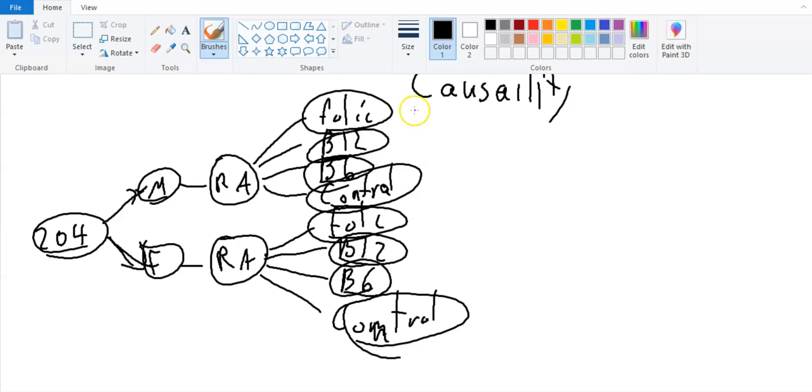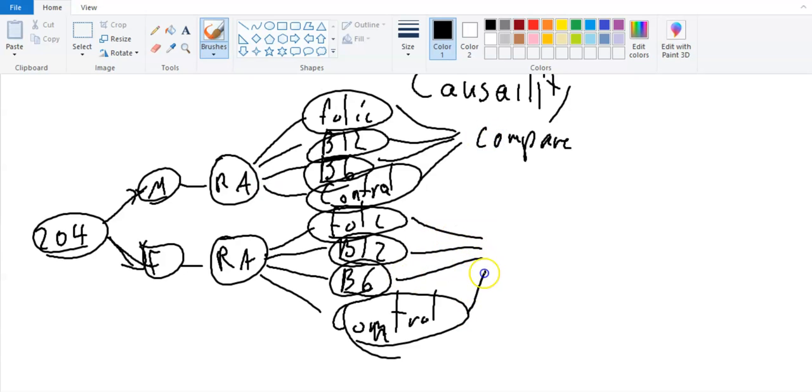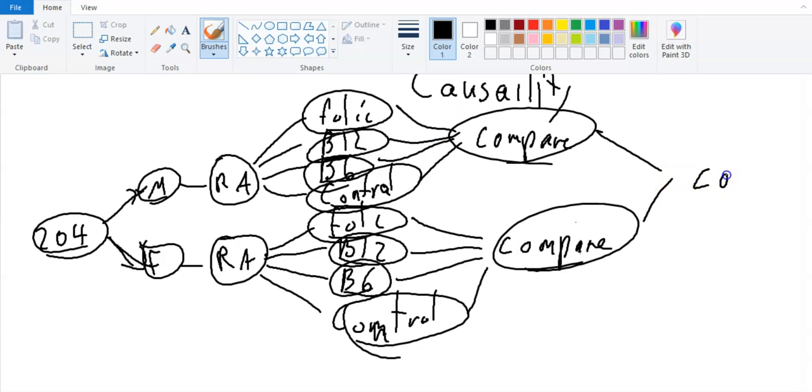Now, with this situation, we want to, again, compare the results of the vitamins within the males. We want to compare the results of the vitamins within the females. Oops, that's not what I meant, right? Talking and writing at the same time is hard. And then we compare the results overall.